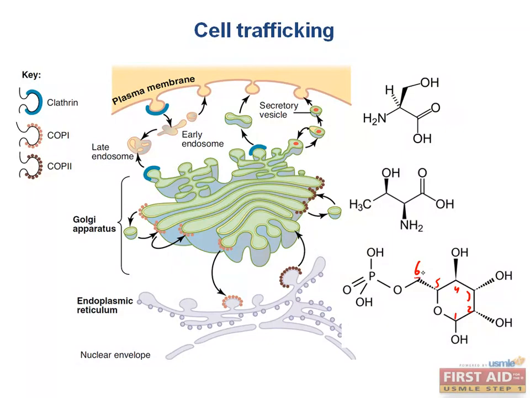If someone is unable to add mannose-6-phosphate to a protein, where are these proteins going to go instead of the lysosome? They'll be secreted out of the cell, and this results in a disease called I-cell disease. How can you diagnose this? If you see high levels of lysosomal enzymes in the serum, that's a big clue.